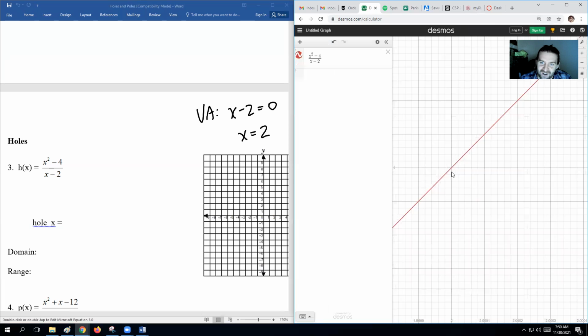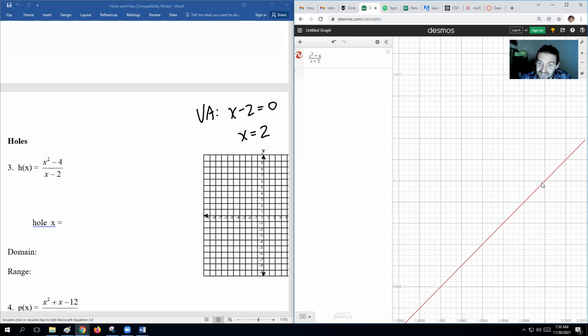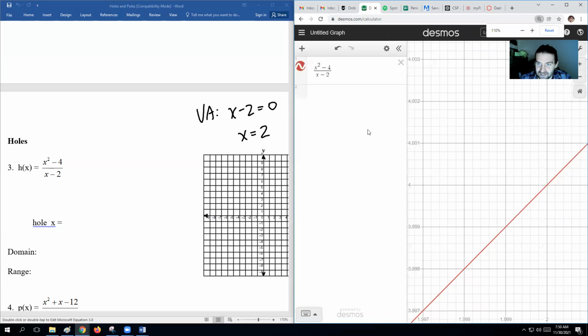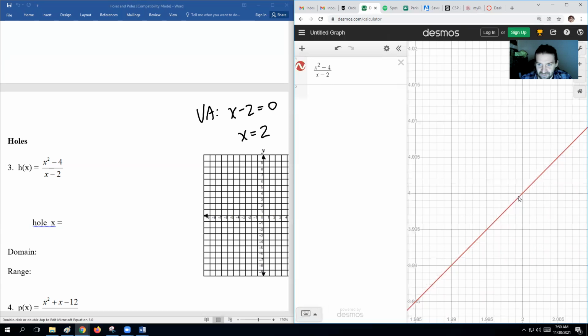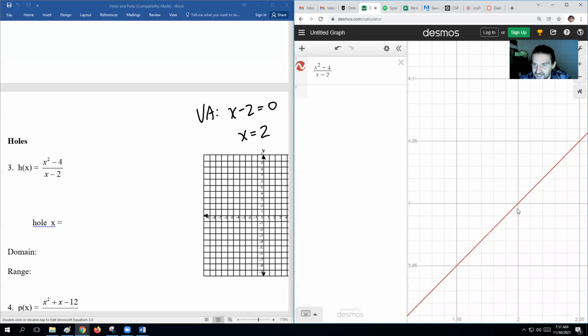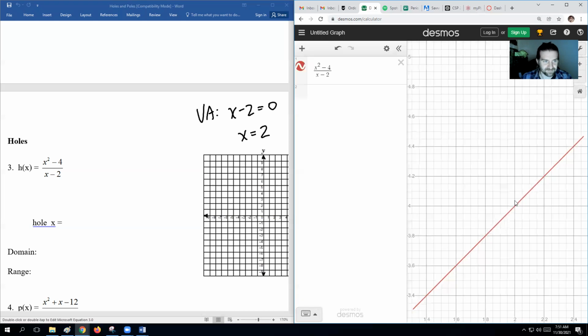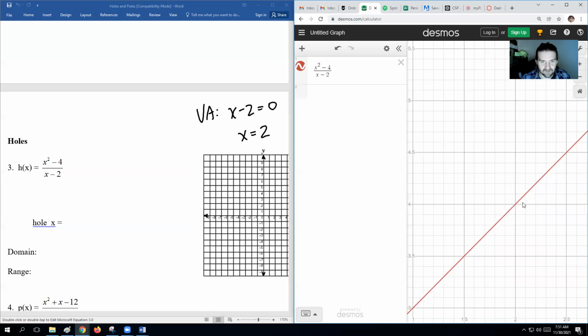All right, so not all discontinuous points, and remember that's where the denominator equals 0, is a vertical asymptote. Sometimes it can be a hole. So you have to use a graphing calculator to find out where that hole is at. We have a hole at 2, 4. So when x equals 2, there's a hole.